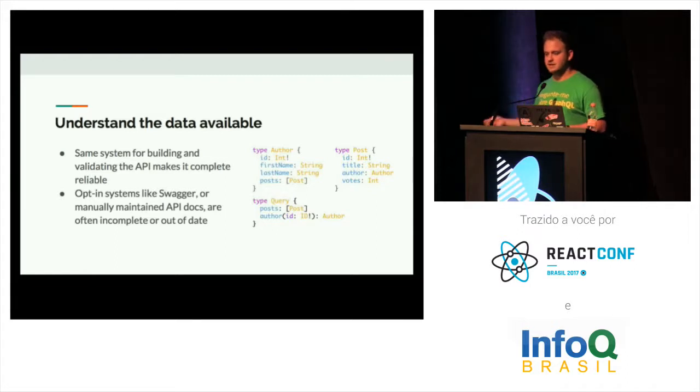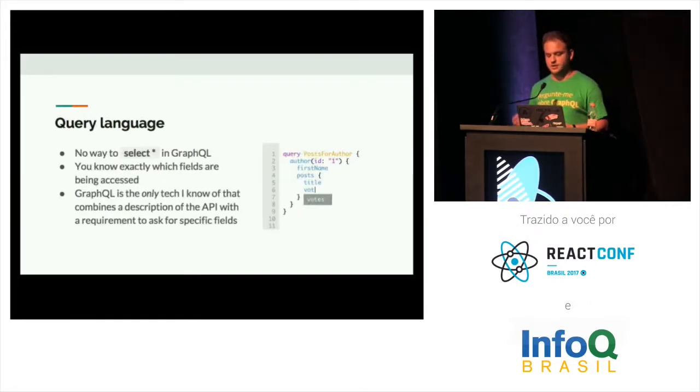Because they were written by hand, they're often missing fields or are completely incorrect. With GraphQL, that's not possible because there's no way to have an untyped GraphQL API. And that's built into every library you might use to create a GraphQL server. And the same thing for the query. You know exactly which fields are being accessed.